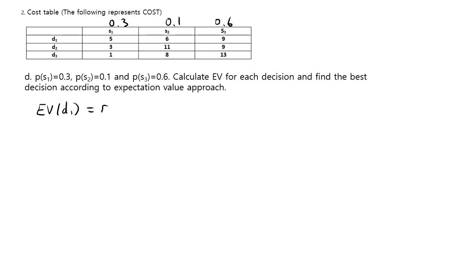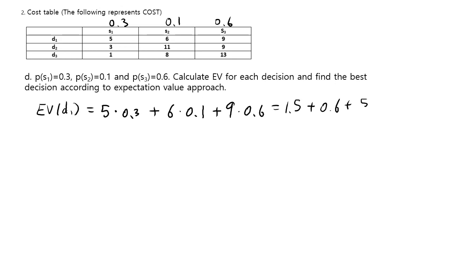So EV of D1 will be outcome 5 times the probability 0.3 plus outcome 6, and this time the probability is 0.1, plus outcome 9 times the probability 0.6, and then this will be 1.5, 0.6, and 5.4. 5.4 plus 0.6 is 6, 6 plus 1.5 is 7.5. Okay.